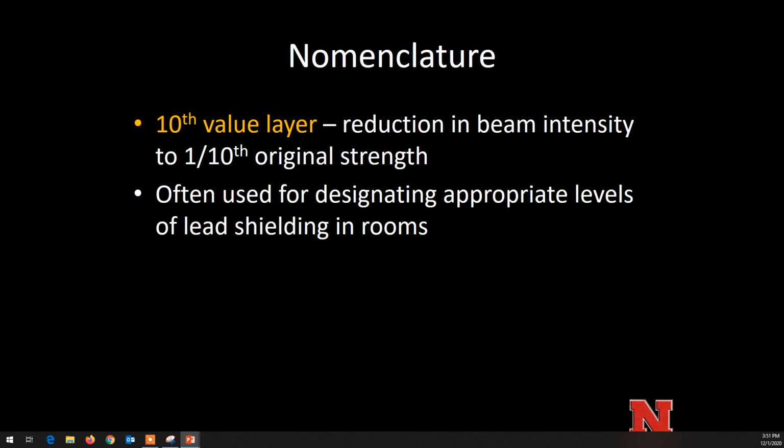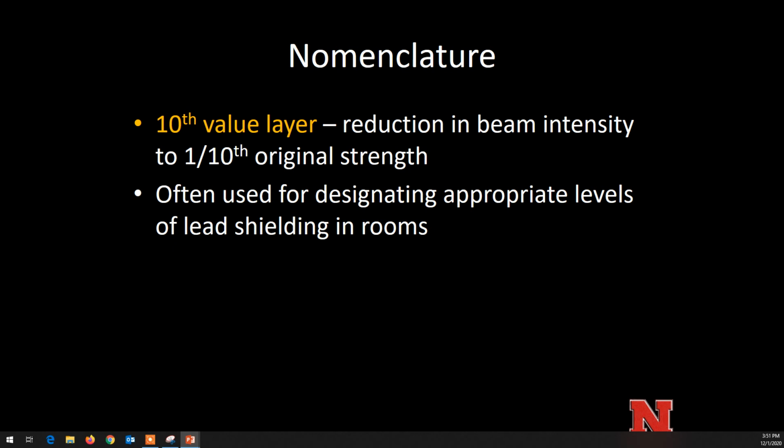All right, nomenclature. The last little bit of nomenclature, I promise, for today. The 10th value layer is how thick something has to be to reduce a beam intensity to 1/10 the original strength. Often this is used for designating appropriate levels of lead shielding in rooms.